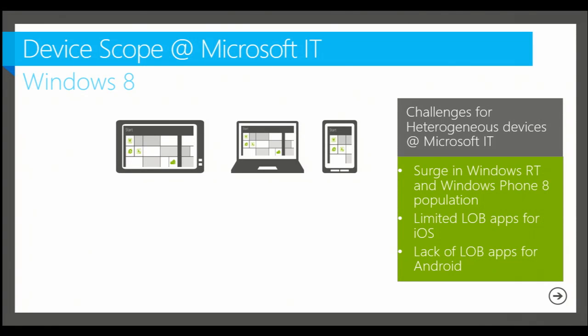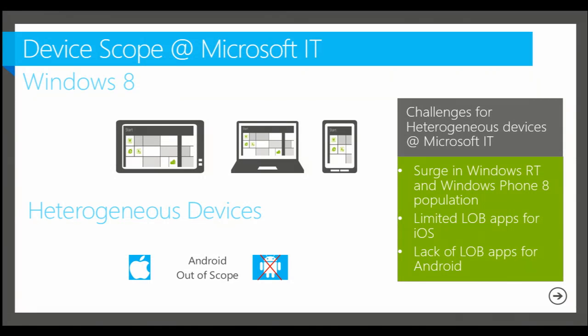And from an application development standpoint, because we're Microsoft, most of our developers, their first preference is for developing applications for these platforms. So we had a limited set of applications for iOS devices and a complete lack of LOB applications for Android devices. And because of this reason, we did some limited testing on iOS devices, and we left Android out of scope. So in this session, we're primarily going to focus on Windows Phone 8 and Windows RT and share our experiences with managing those devices, the user devices.